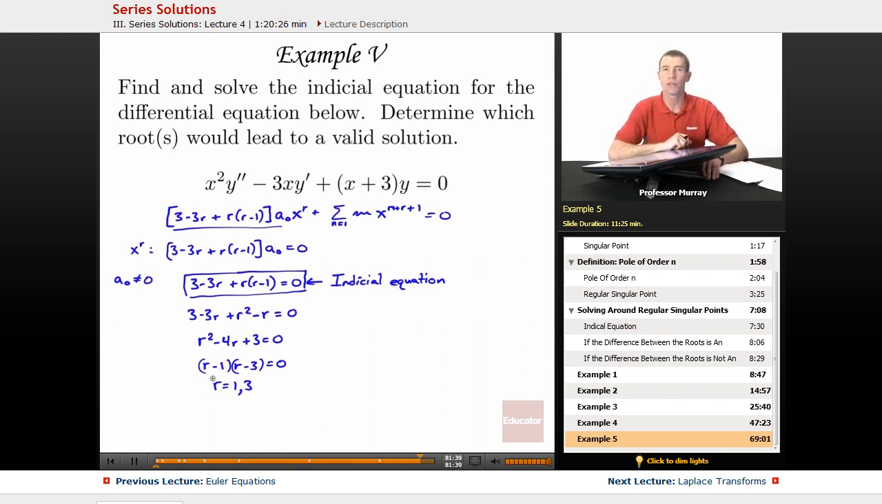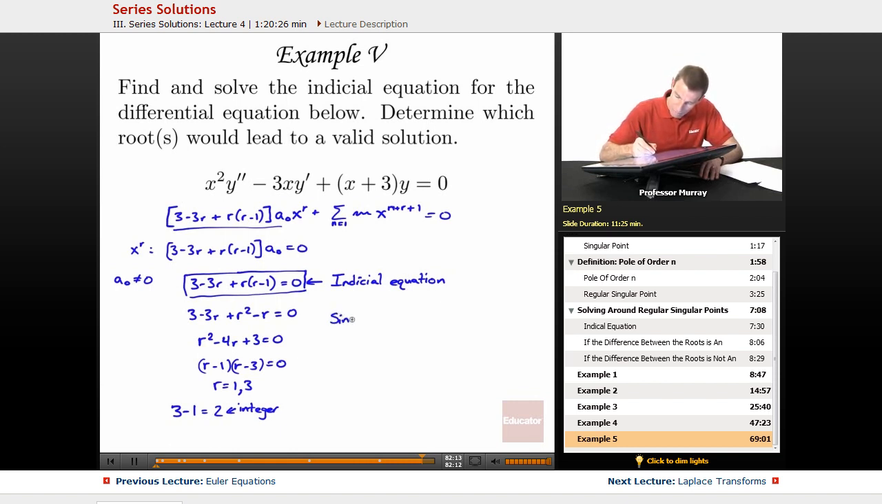So we get two roots of the indicial equation, and the problem asks us to determine which roots would lead to a valid solution. And the important thing here, if you remember back to the very beginning, the lesson overview, there's an important distinction when the two roots differ by an integer. So here, 3 minus 1 is 2, and 2 is an integer. So the difference between the two roots is an integer.